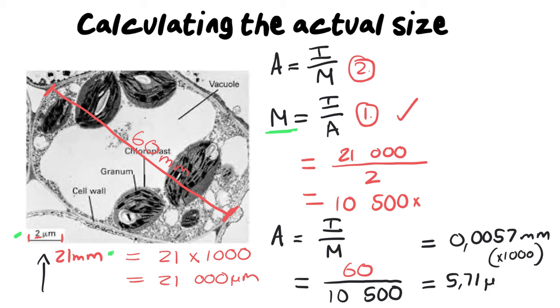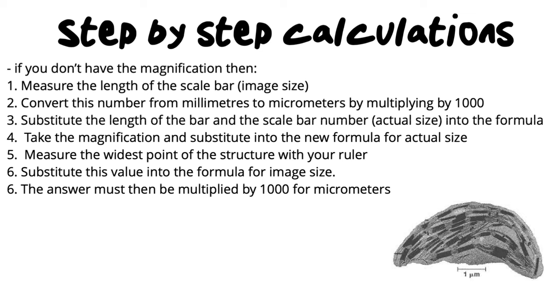5,71 micrometers. A good rule of thumb, by the way, is to always leave your answers with 2 decimal places. If you're unsure, then you can always round up to the 2, but that's a good way to make sure that you've given what the marker wants. Now, for those of you who prefer a more step-by-step approach, I have written out how to do the calculations step by step, and you can apply this to any calculation you're going to do. I'm going to do it for the more complicated one because it requires you to calculate an unknown value.